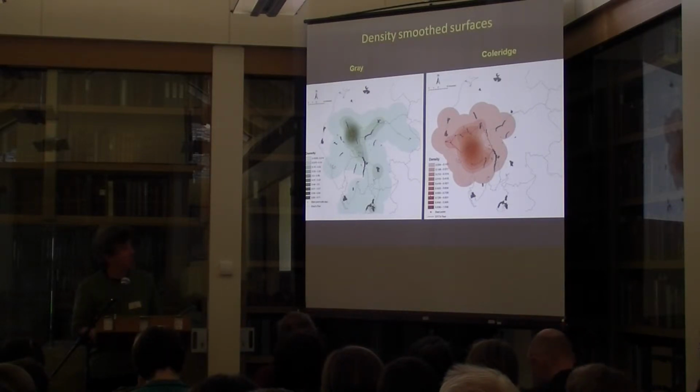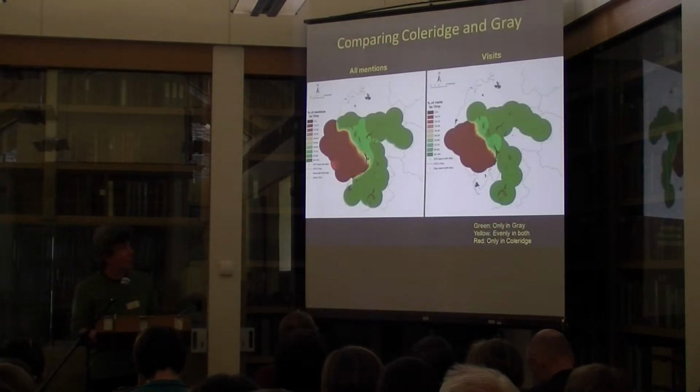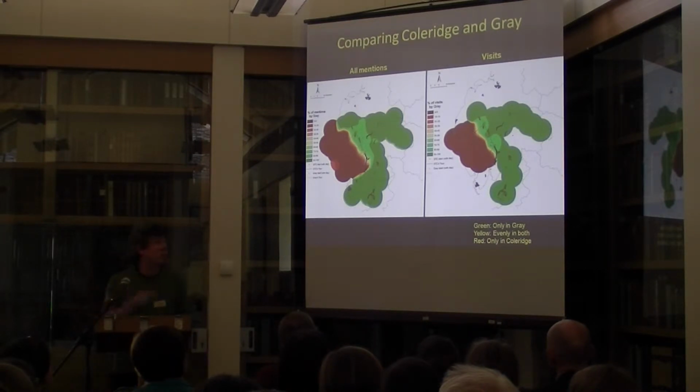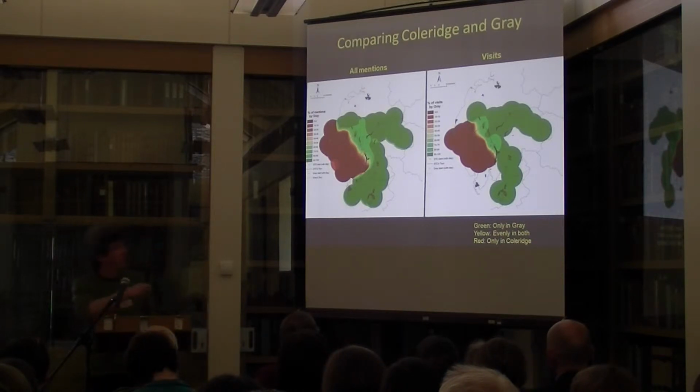We can get a bit more analytic than that and start actually comparing those two patterns. These are two maps which, this is all places mentioned by both writers, and this is just places they're actually visiting. But the methodology is the same. The areas shaded in dark green are areas that are just talked about by Gray. Areas in dark red are areas that are just talked about by Coleridge. And these kind of in-between colours, the light greens, light reds, yellows, are places they're both talking about.